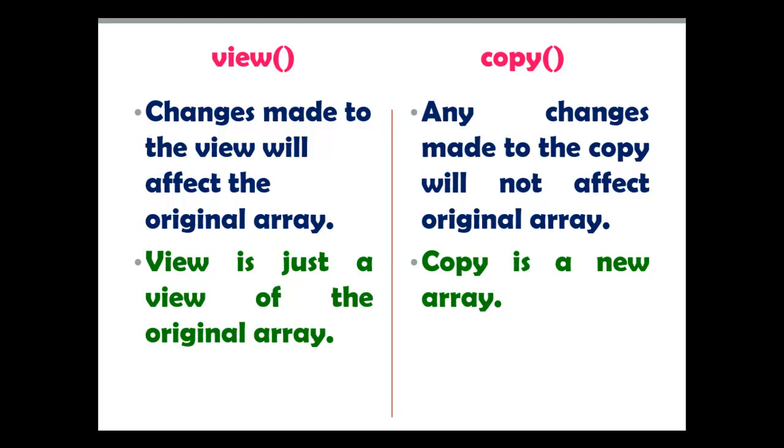View. Changes made to the view will affect the original array. Copy. Any changes made to the copy will not affect the original array. View is just a view of the original array. Copy is a new array.